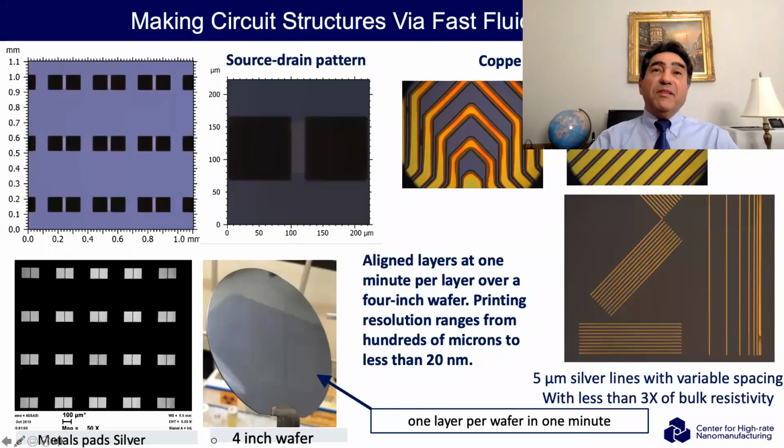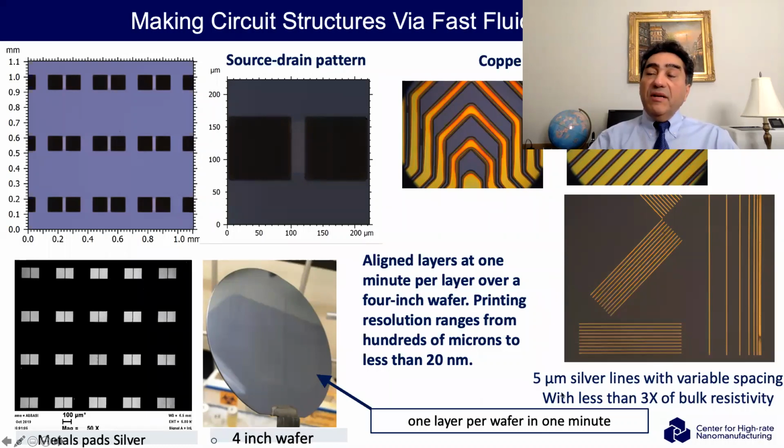These are some of the examples. This is a source and drain aligned with a channel in between them. This is a close-up. This is a wafer. This layer is done in 1 minute, for example. And this is copper, and this is silver. You can see with different size and different gaps.